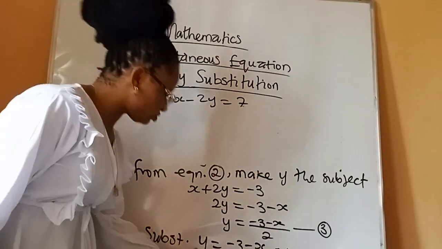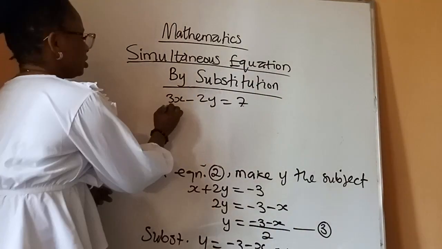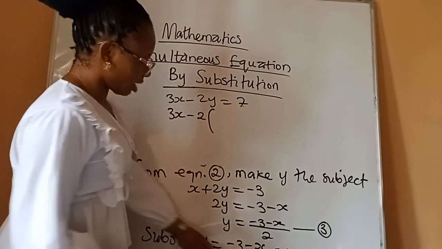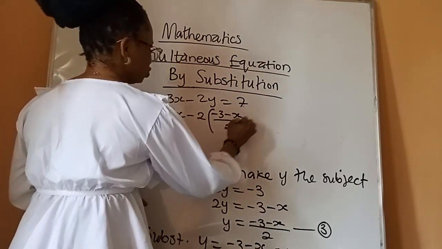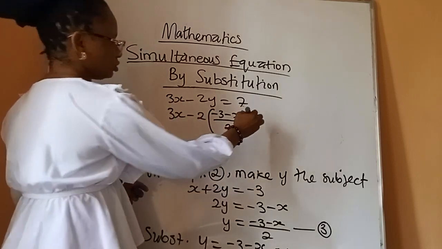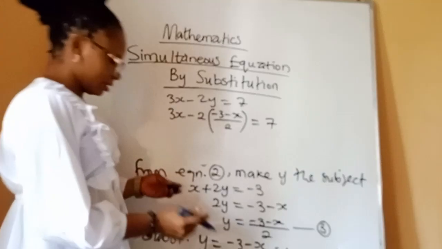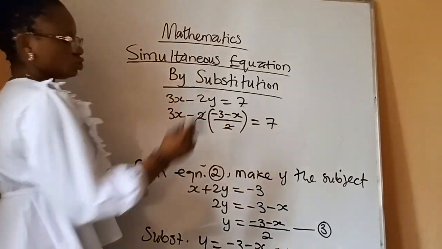So we want to substitute. Wherever I see y, I'm fixing the value that we have here. So this is 3x minus 2 into, since y is minus 3 minus x all over 2. You close it and then you still continue with the equation equal to 7. Look at this particular work here. 2 here takes care of the 2 we have here.